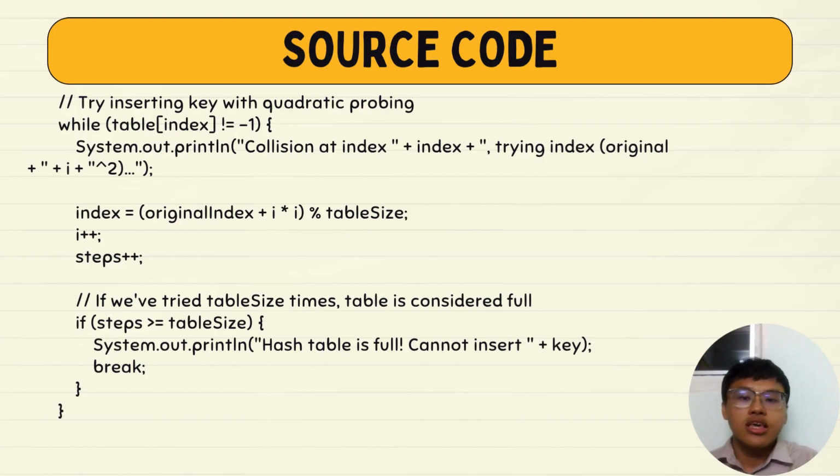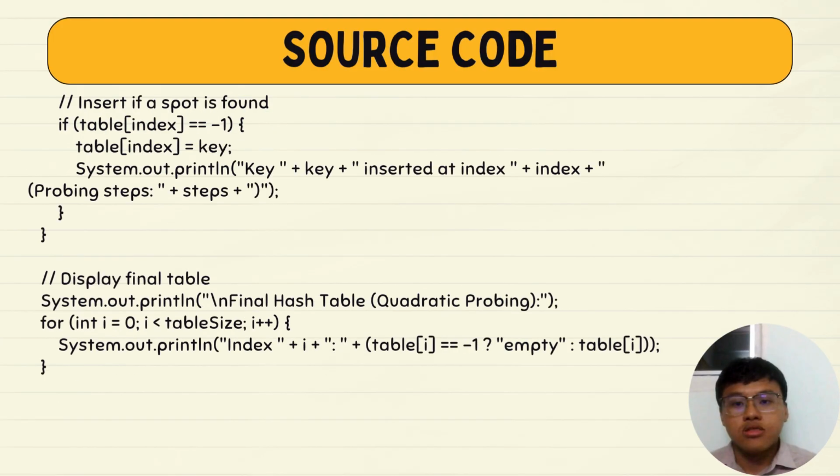Use a while loop while the table is not full. So we need to print information like collision at index, index is full, so try next, to show the probing process. Then if we have tried table size times, the table is considered full. So use an if statement to print that the hash table is full, cannot insert the key. Next, insert if a spot is found. So finally, we display the final table.